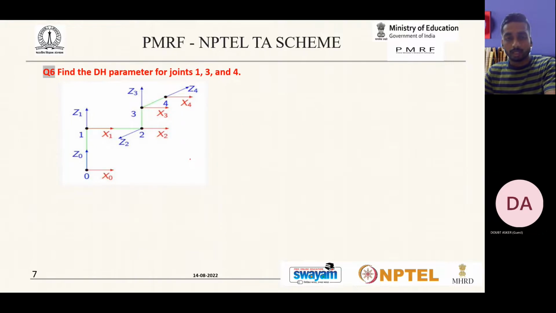Now let us move to another example. Here also we will try to find the DH parameters of joints 1, 3, and 4. I will skip joint 2. I will find this for 1, and then 3 and 4. So let us do that. Again, what we have to do is first make this table.